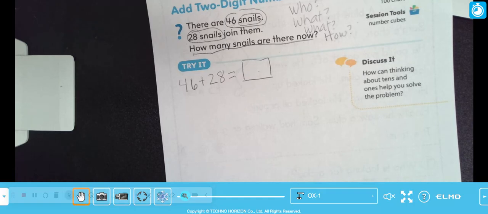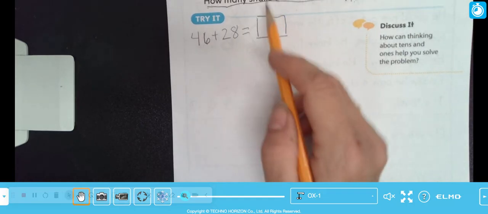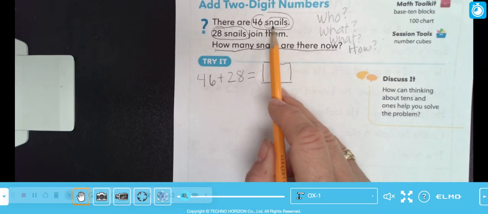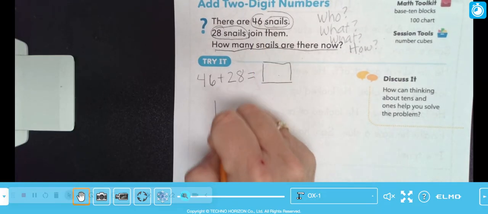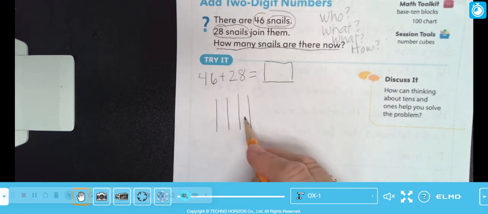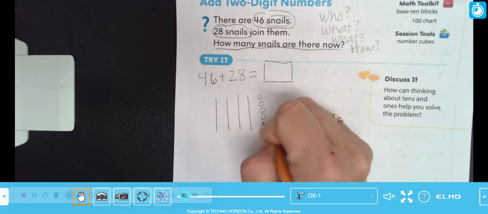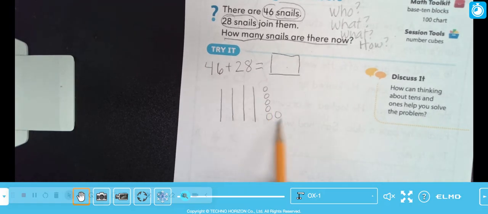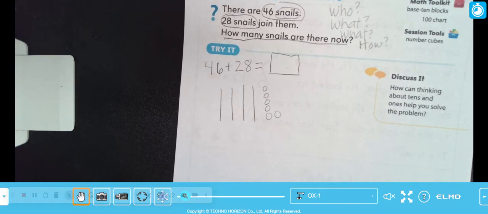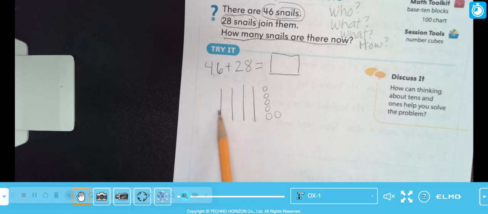So let's figure this out. 46 and 28. I'm going to draw 46, okay? 1, 2, 3, 4. This is 4 tens, right? And then 6 ones. 1, 2, 3, 4, 5, 6. So this is 4 tens and 6 ones. What number is this? Yeah, it's 46, right? So go ahead and draw that. Draw your 4 tens and your 6 ones.